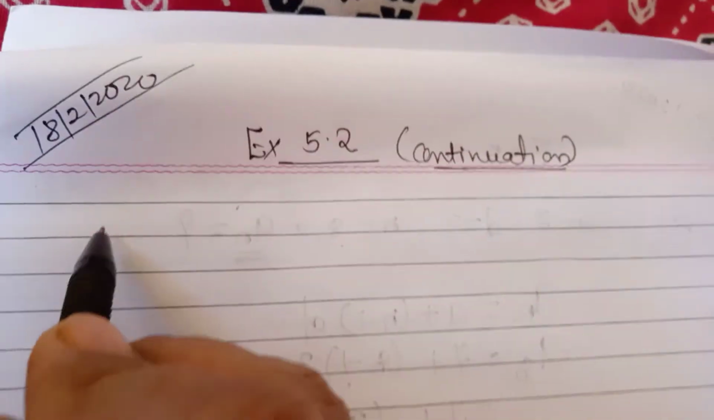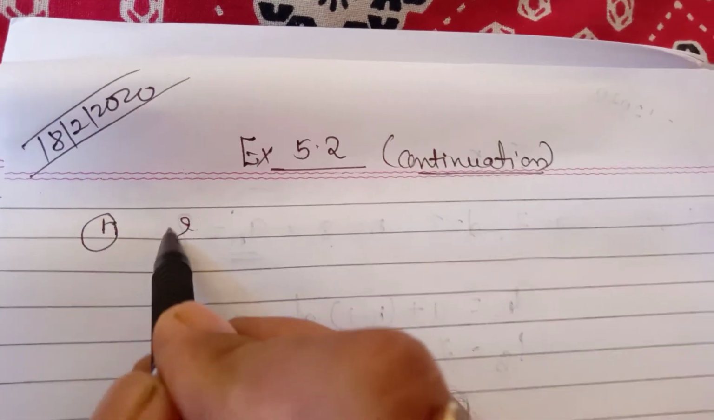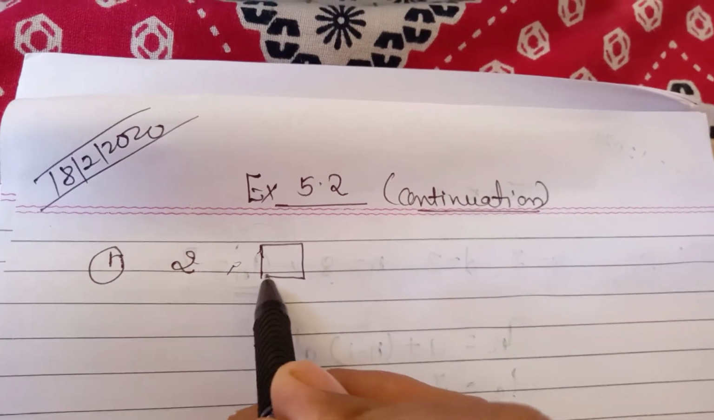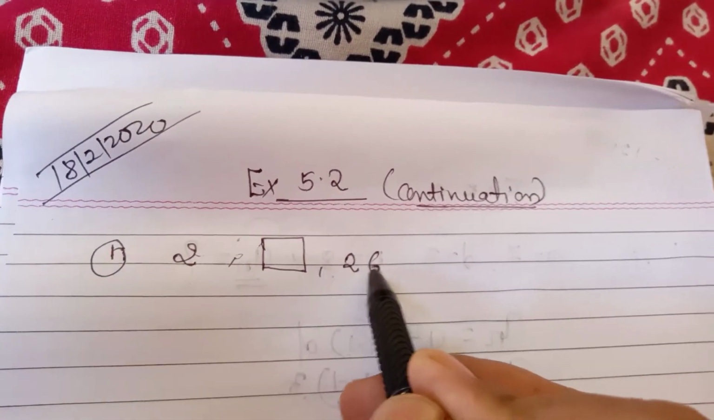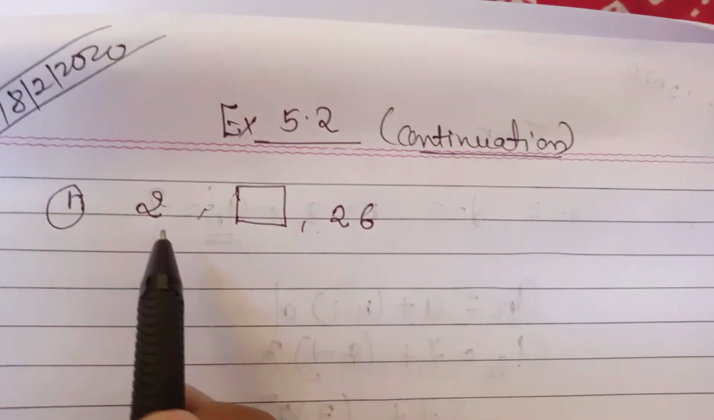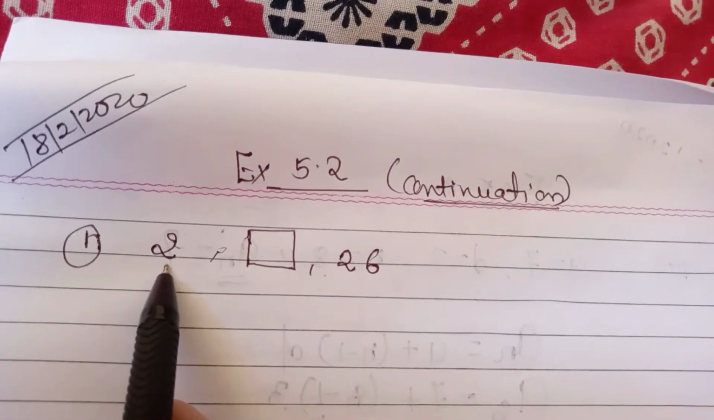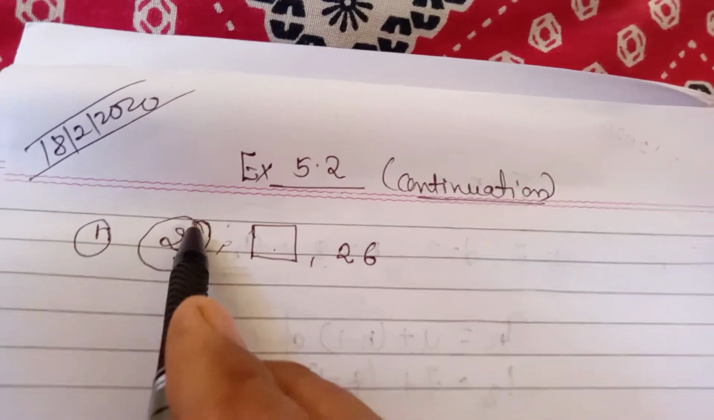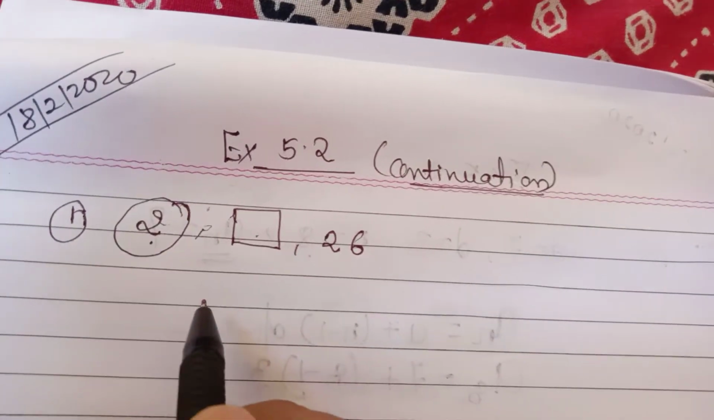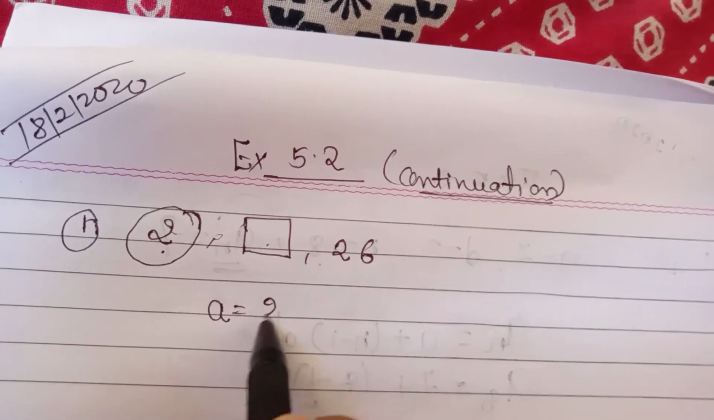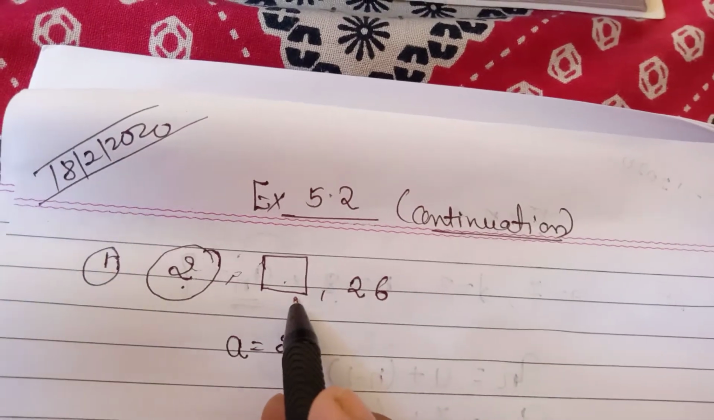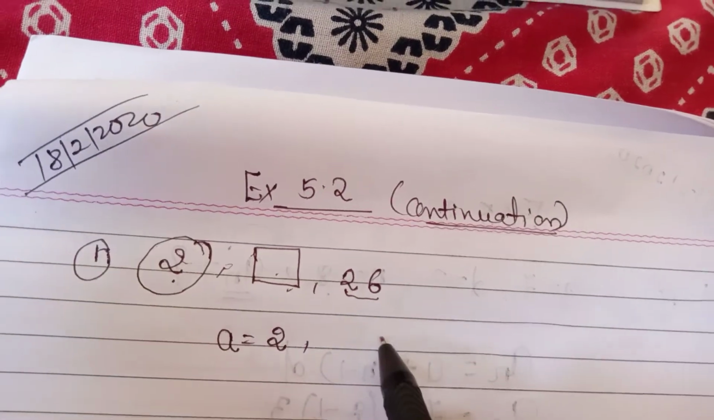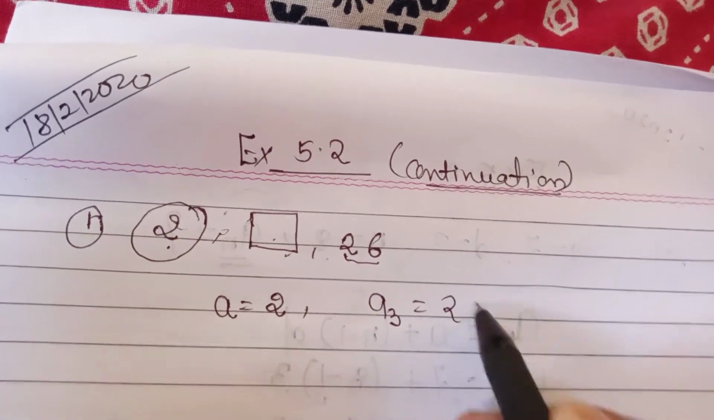See, the first term and the third term are given. So let me write down the question here. The first question, it is given as 2, then an empty block, and then we have 26. It clearly means you have to find out the value of the missing term. Now if I consider 2 as the first term of the arithmetic progression, we know the first term is always a and it is equal to 2. The second term is missing here, but the third term is given, a3 is equal to 26.